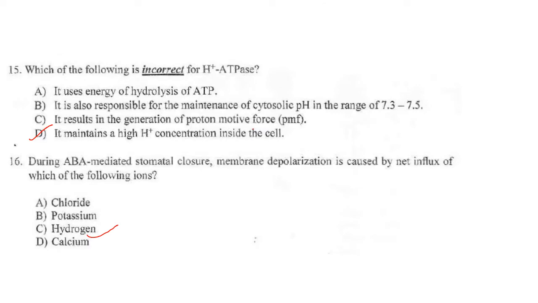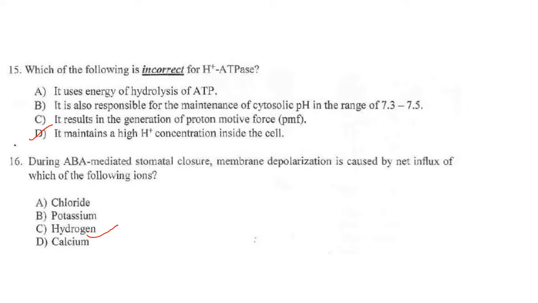Next one. Which of the following is incorrect for H+ ATPase? It uses energy of hydrolysis of ATP. That is, H+ ATPase uses energy of ATP to pump H+ protons out of the cytoplasm of the cell. It is also responsible for maintaining cytosolic pH in the range of 7.3 to 7.5. That is also correct. It results in the generation of proton motive force.